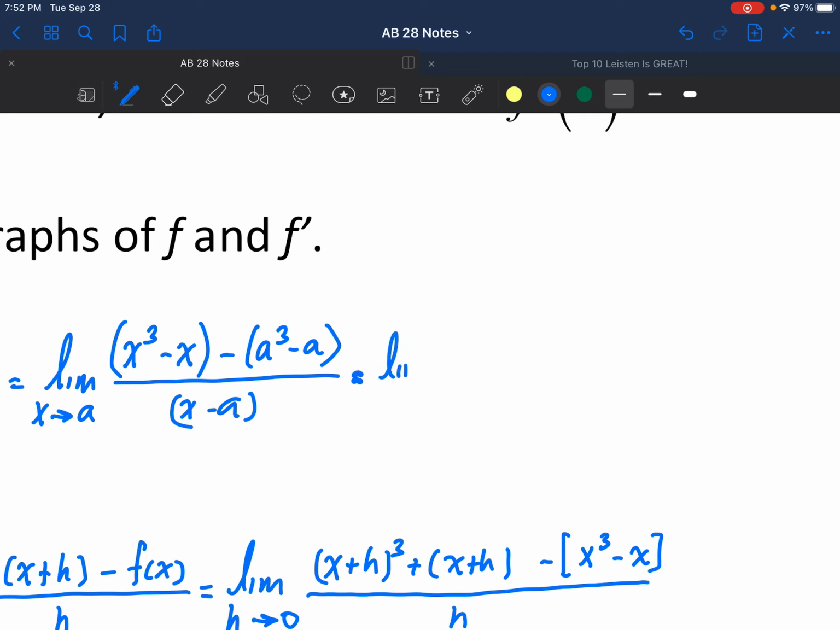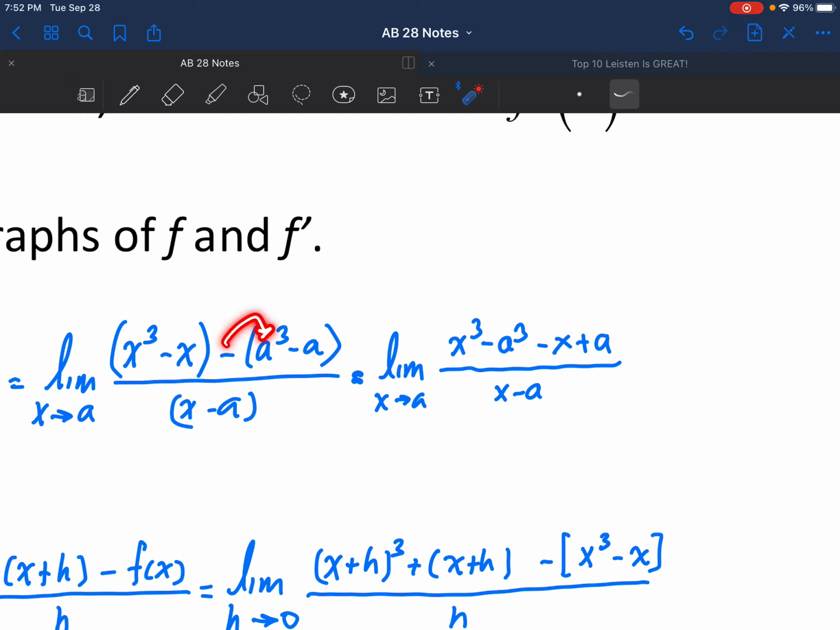So now we have the limit as x approaches a. That will be x cubed, and I'm going to group as x cubed subtract a cubed, and then subtract x, add a, all over x subtract a. And remember, that negative distributes, which is why that is adding a. Now, the whole notion of this is I need that x subtract a factor to be eliminated so that we can take our limit. I'm going to use some factoring here.